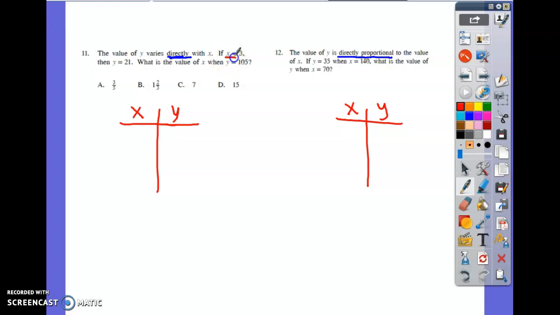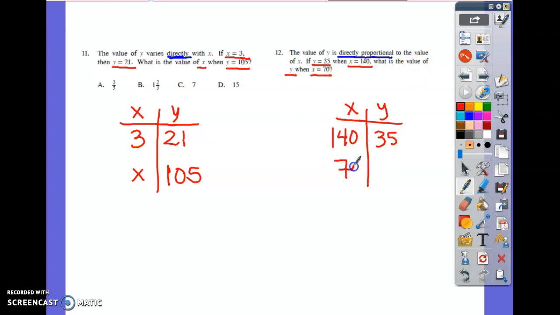So it says x is 3, y is 21. So 3, 21. Right? Then it says, what is the value of x when y is 105? So y is 105. I'm looking for x. Write it down. 12, same thing. It says y is 35, x is 140. So x is 140, y is 35. What is the value of y when x is 70? So x is 70, and they're looking for y.